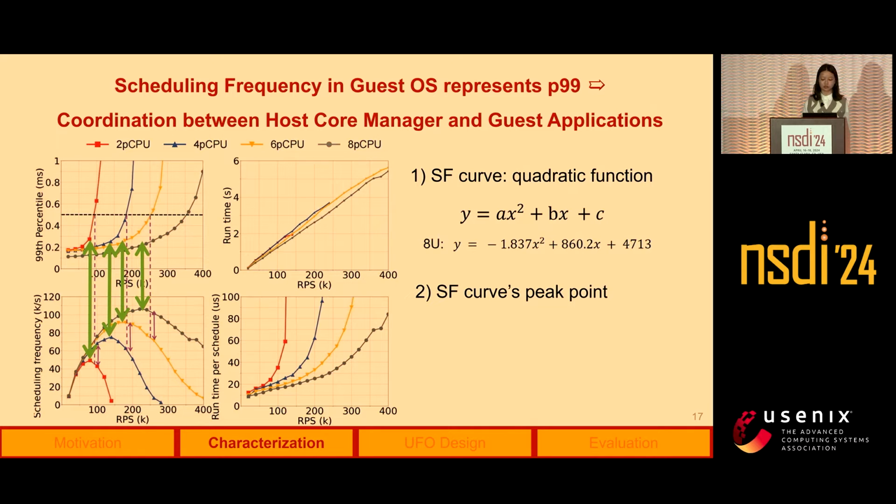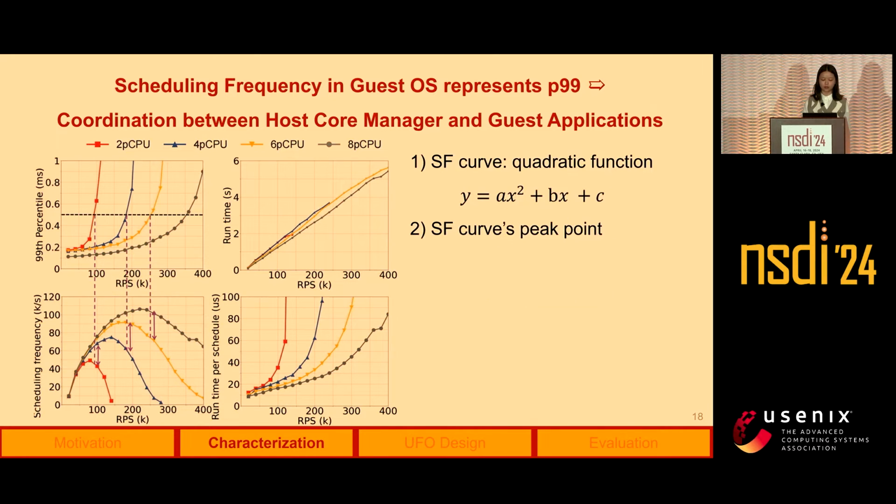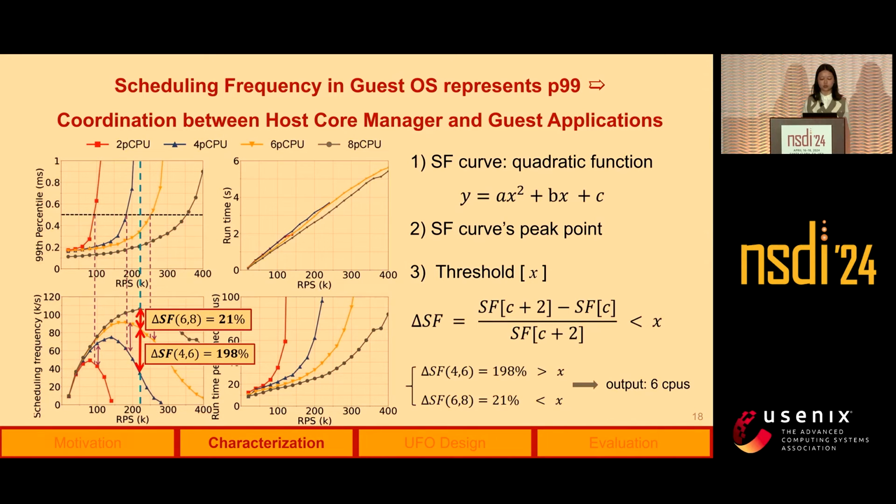Comparing the left two figures, we find the peak point of each curve is also the point where the application's tail latency starts to increase superlinearly. And third, guest set scheduling frequency can help achieve QoS-aware co-management on the host OS. For example, when RPS is 250, the difference between 4 and 6 CPUs is about 200%, and 20% between 6 and 8 CPUs. Here we can define a threshold based on the QoS requirement.